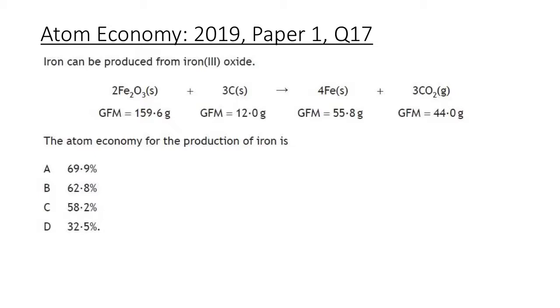Iron can be produced from iron 3 oxide, and we have our balanced equation there, and they've given us gram formula masses as well. The atom economy for the production of iron is, and you have a selection. Again, I would suggest you pause the video, try this yourself. Do you get the same answer? We're looking for the production of iron. Here it is here. And the thing to pay close attention to while you're trying this yourself is the coefficients in the balanced equation. We must use them.